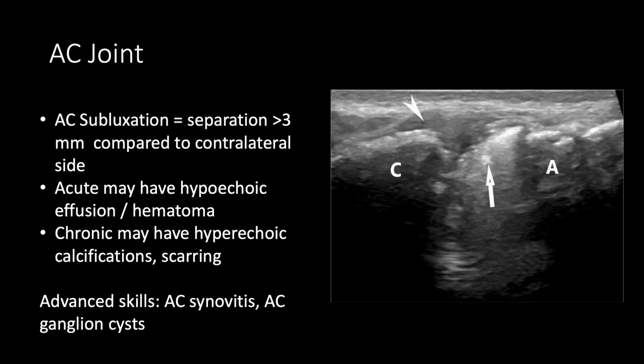Acute separations may be accompanied by anechoic or hypoechoic effusions or hematomas, and chronic disease, such as the one we see in this image, can have hyperechoic findings and calcifications, which are seen here by the arrows. You can see that this acromion and clavicle are pretty far apart. We'd need to make a measurement and compare that to the unaffected side to really quantify that. But there's also all of this junk in here that shouldn't be there, representing likely a calcific process.